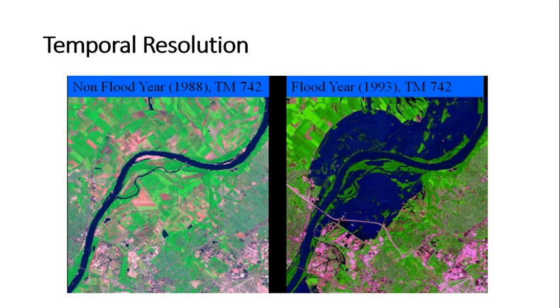Here you can clearly see the difference between Landsat images taken during a normal period, when there was no flood, and later, when the flood occurred in 1993. Comparison of these two images helps us identify inundated areas during the flood. This is one example in which you can use it.